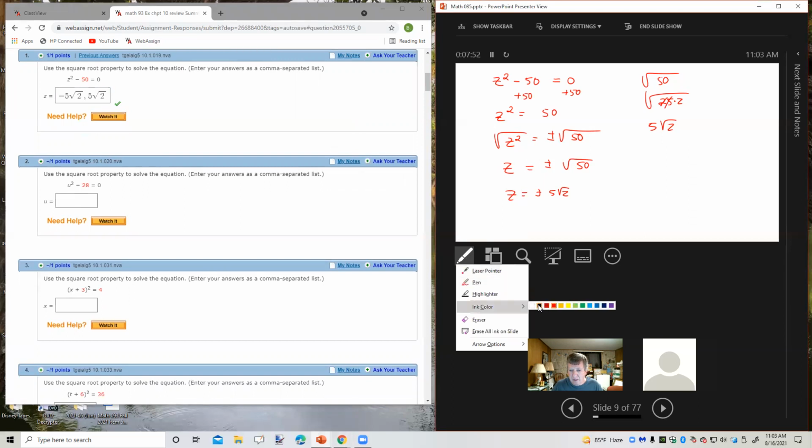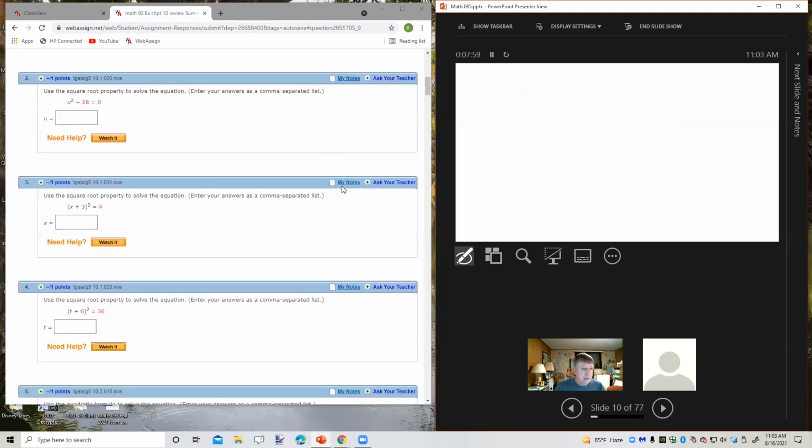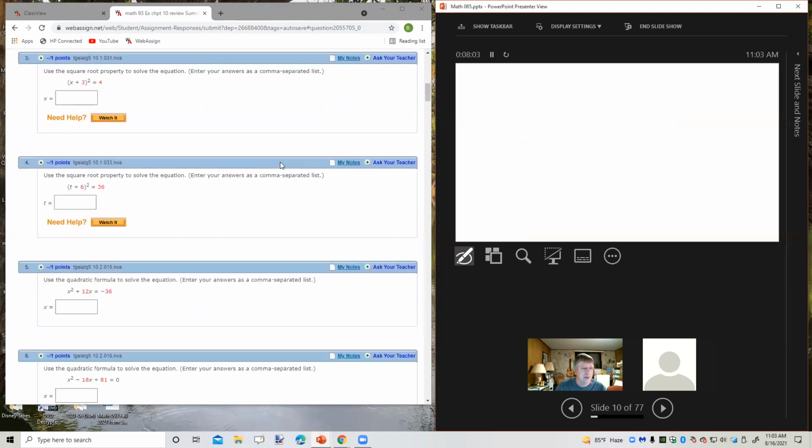Okay, I'm going to switch it back to black ink. That tends to show up better. Let's take a look at this next problem. Actually, I'm going to skip that because that's just like the previous one. Let's take a look at problem number 3. Use the square root property to solve the equation.